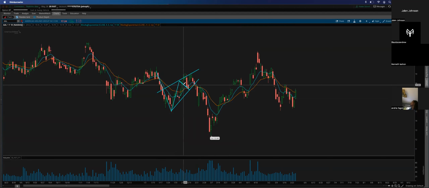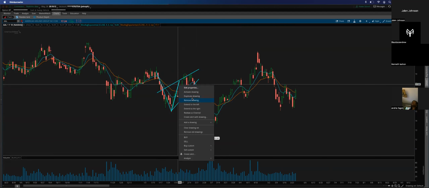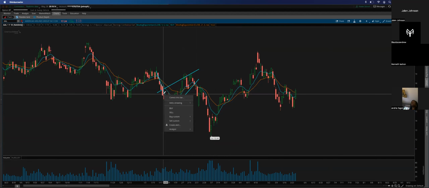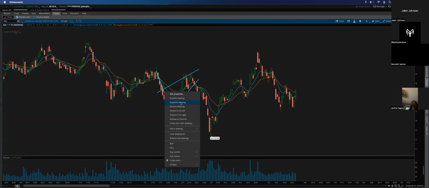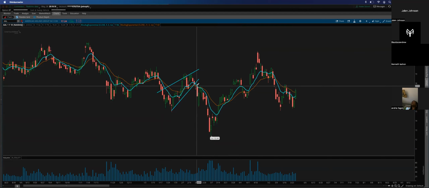But overall, can anybody tell me what I had inside of it to tell me that it was time to break down? What other confirmation did I have? A death cross. There we go. If anybody doesn't know what a death cross is, I'll go over it again. So this is pretty much a nice little play. And there you go. That was a rising wedge.